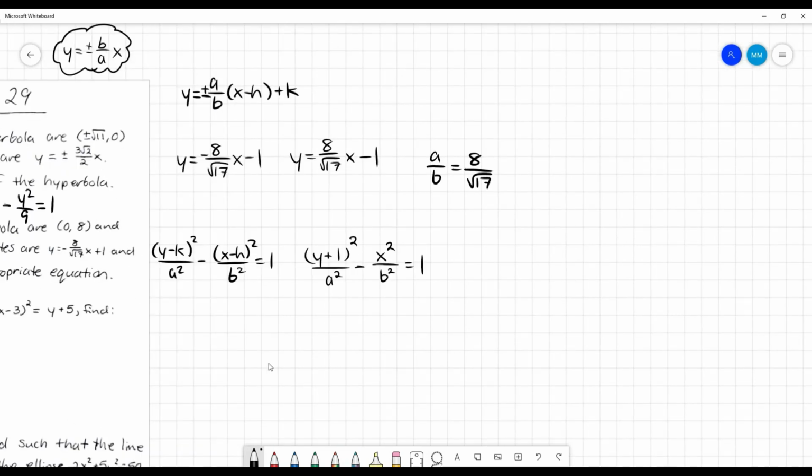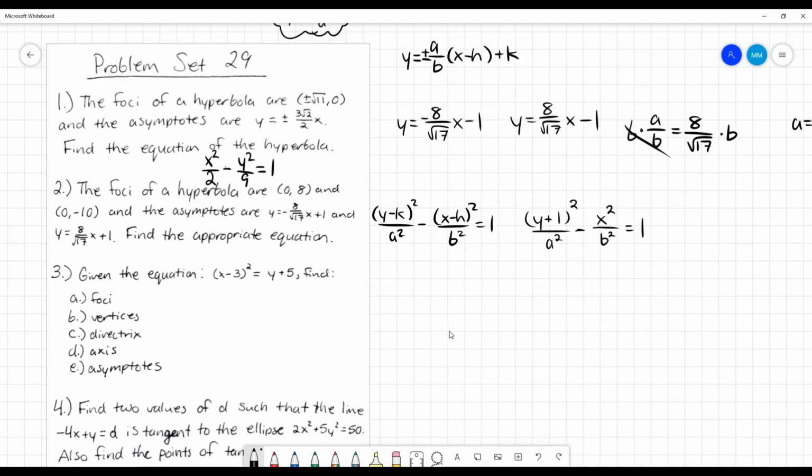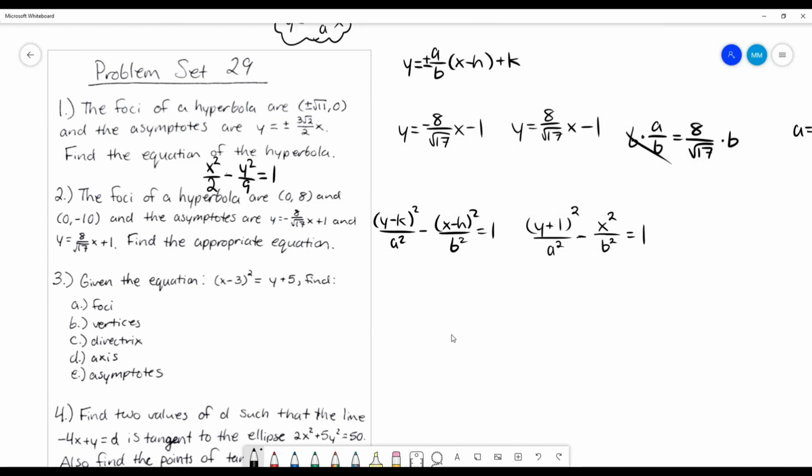Now we're going to do the same thing we did last time, right? So I'm going to multiply both sides by b and cancel that out. So now I get a equals 8 over square root of 17 b. Once again, do I know our foci? We know our foci.